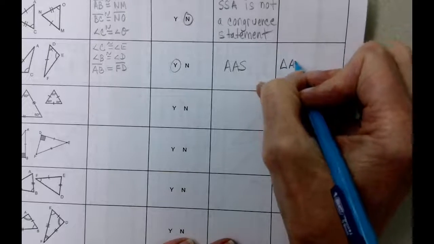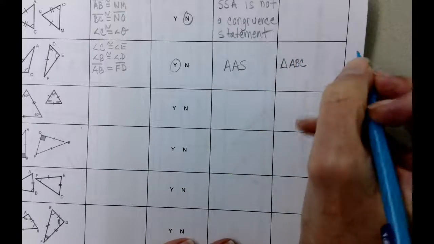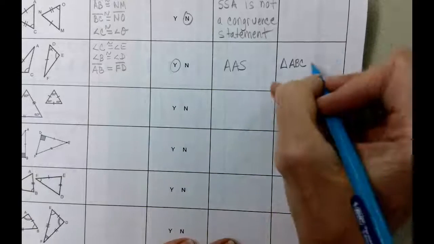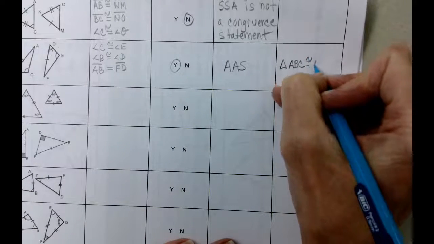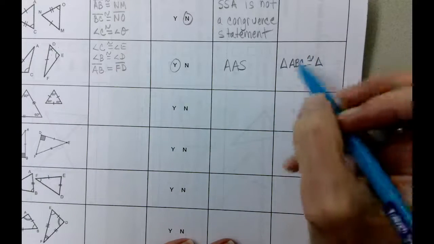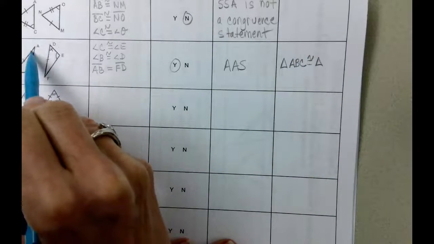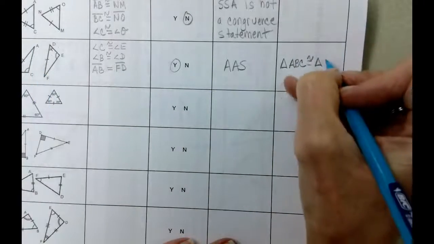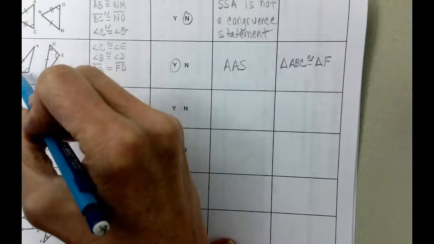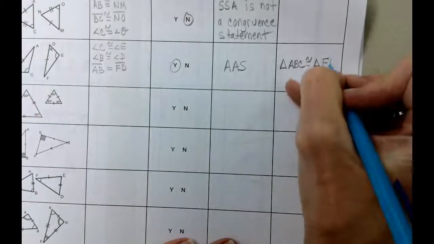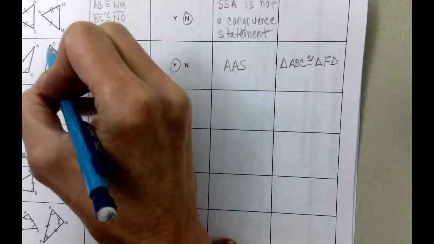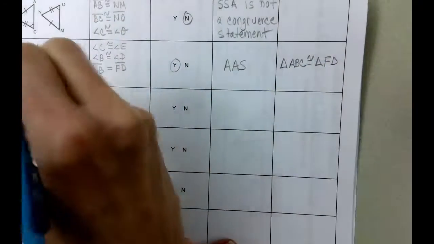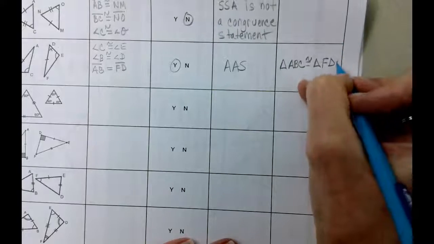So our congruence statement, again, I usually go alphabetical order on my first triangle. So I did A, B, C is congruent to triangle. Well, A doesn't have a tick mark and F doesn't have a tick mark. B has our tick mark with the line through it, so FD, D has our tick mark with the line through it, and then C is going to match up to angle E.